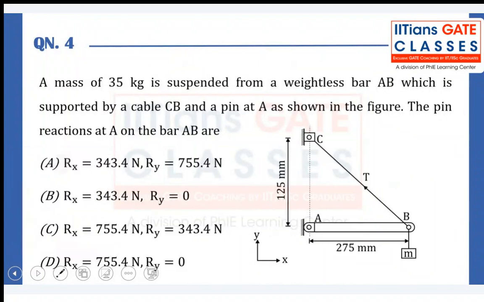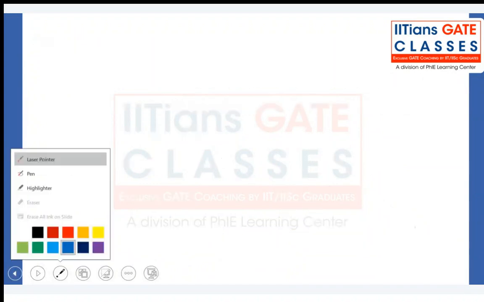Coming towards the next question. A mass of 35 kg is suspended from a weightless bar AB, which is supported by a cable BC and a pin at A, as shown in this figure. The pin reactions at A on the bar AB are. So we are supposed to calculate the vertical and horizontal reactions at A. Let's try to draw the free body diagram of this bar AB.